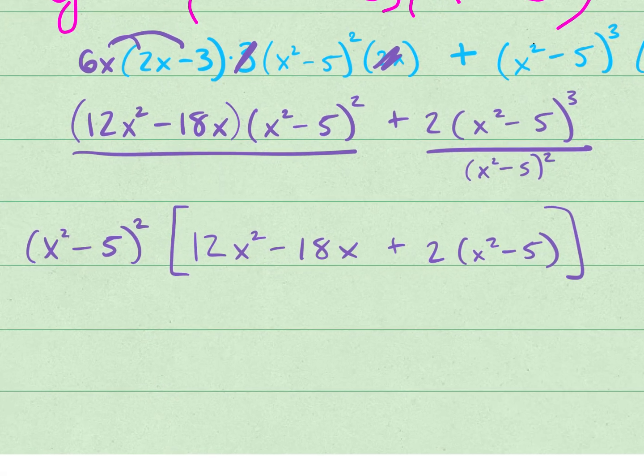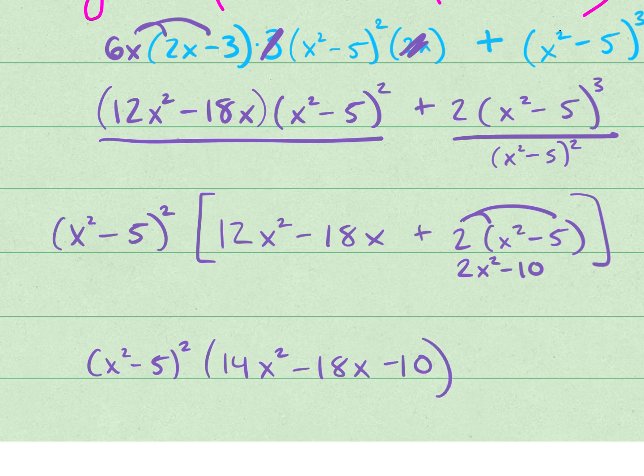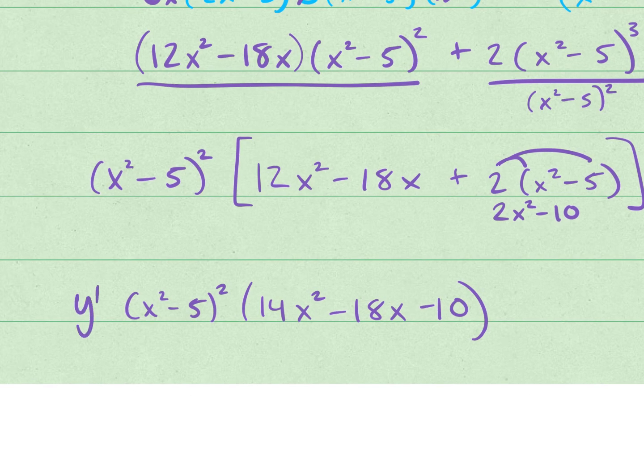We can simplify a little bit more. Let's distribute our 2. So this would be 2x squared minus 10. And then inside of our brackets here, we can combine our like terms. So we've got x squared minus 5 squared on the outside, and then 14x squared minus 18x minus 10. So this would be our derivative.